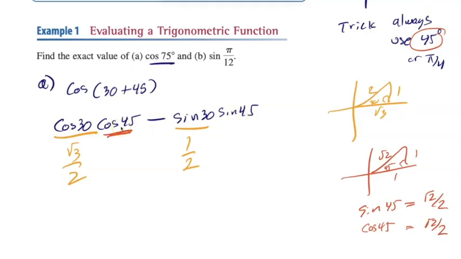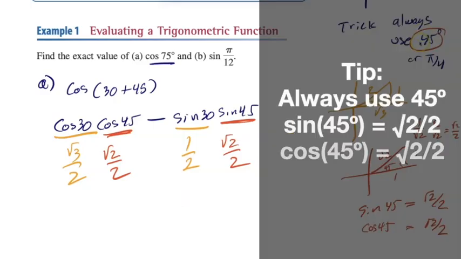Cosine of 45, rad 2 over 2. They just rationalize 1 over rad 2. Multiply both top and bottom by radical 2, you get that. We're always using a rationalized version of cosine of 45 and sine of 45. That's another reason to use it, because sine of 45 and cosine of 45 are the exact same answer, rad 2 over 2. So you always want to use 45, it makes life a lot easier.